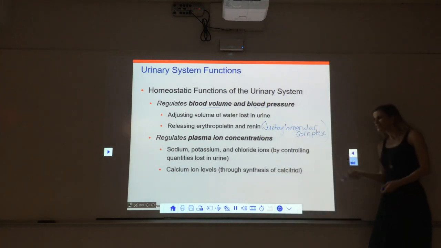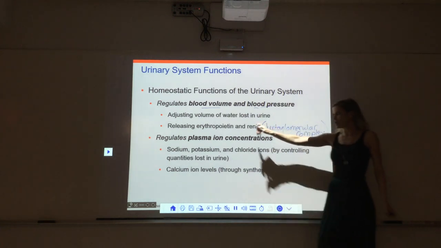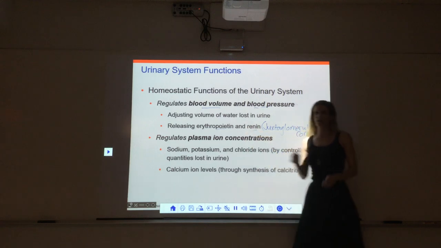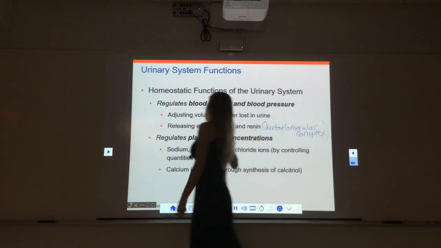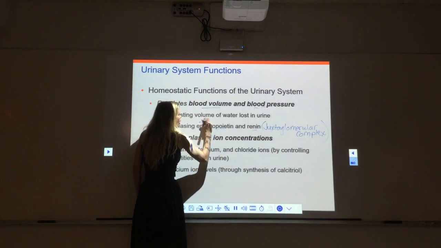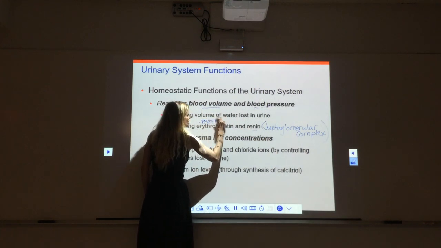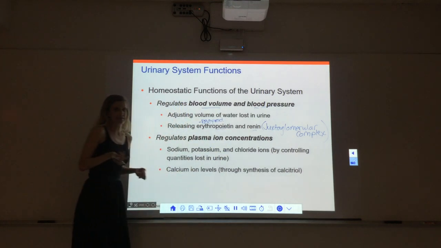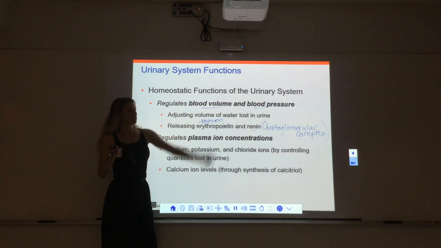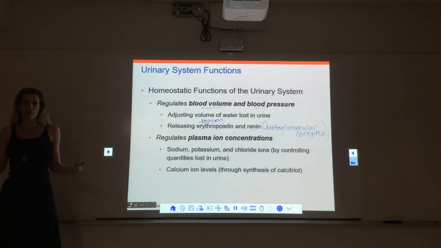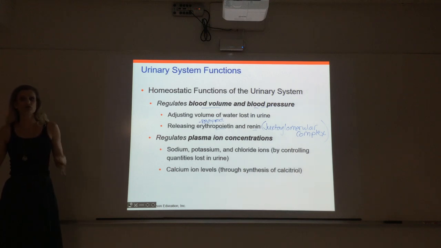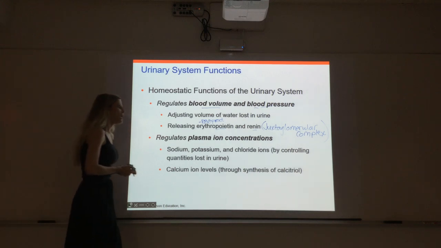And the juxtaglomerular complex releases erythropoietin and renin. Both of those should be somewhat familiar. What does erythropoietin stimulate? Red blood cell production, or erythropoiesis. Right, so what would that do to blood volume? Increase it, right? Your red blood cells make up about half of your blood volume. So if you make more red blood cells, you can increase your blood volume.